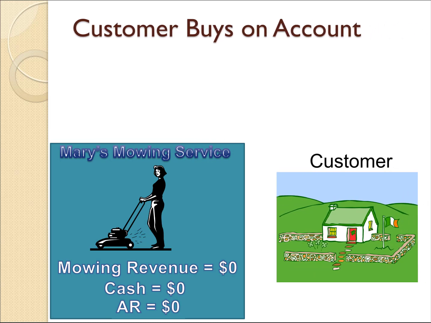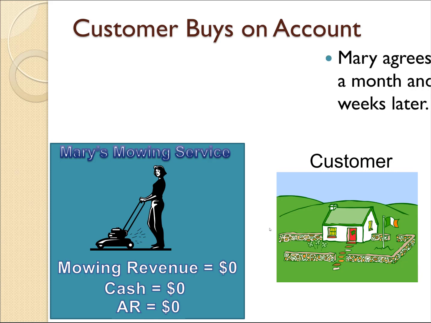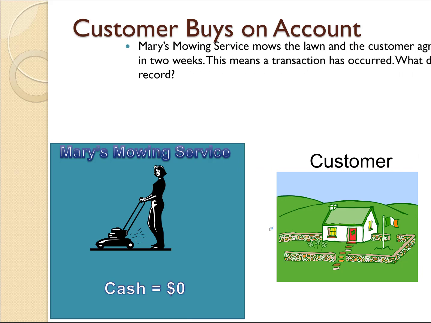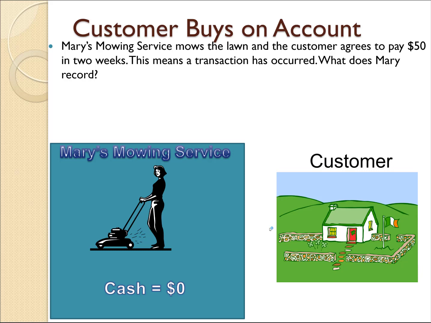So now we're going to explain the process called a customer buying on account. What does that mean? Well, we'll find out. So Mary agrees to mow a customer's lawn once a month and allows the customer to pay 2 weeks later. So Mary's mowing service mows the lawn and the customer agrees to pay $50 in 2 weeks.